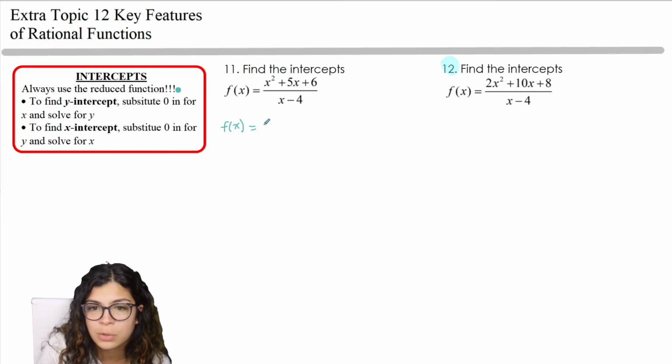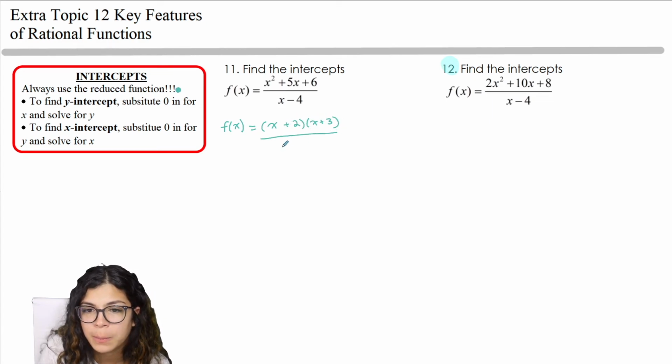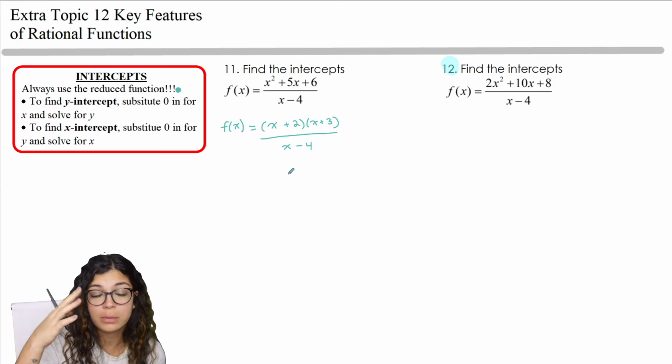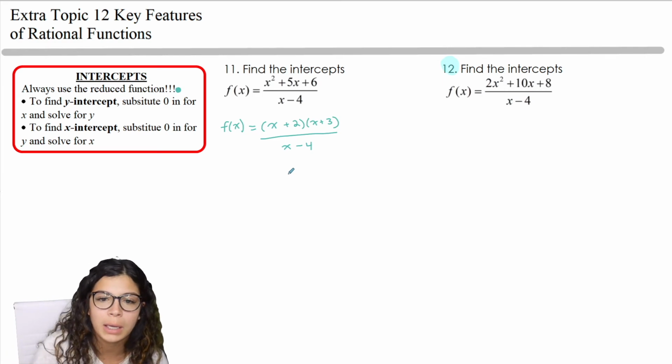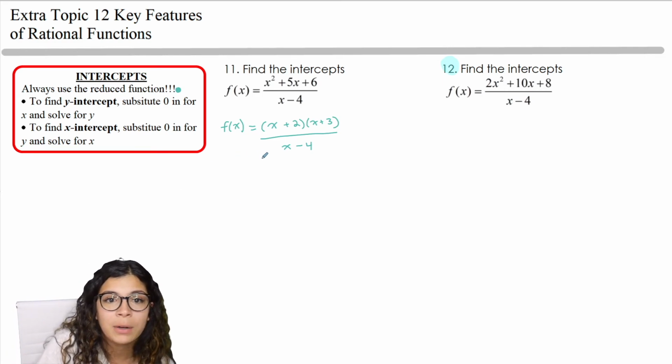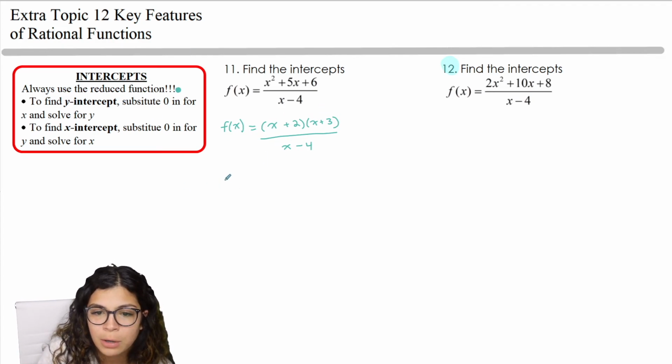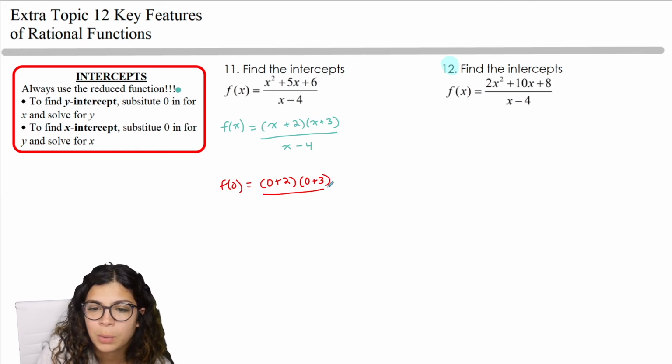This would factor into x plus 2 times x plus 3. And the denominator is x minus 4. So nothing canceled here. So this is our reduced function as much as we can. So I'm going to go ahead now and find the y-intercept first by plugging in 0 for x. So f of 0 would be 0 plus 2 times 0 plus 3 over 0 minus 4.